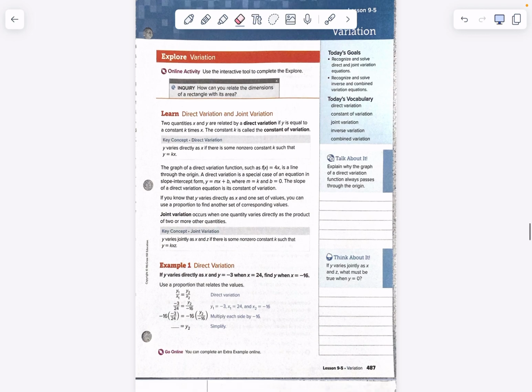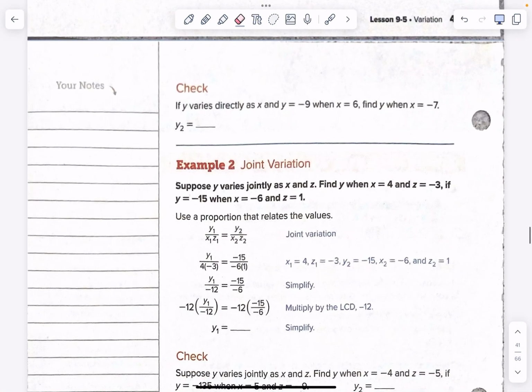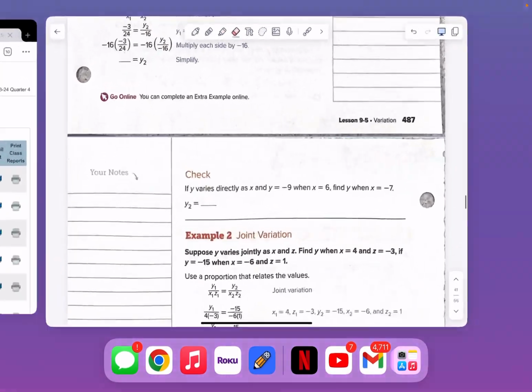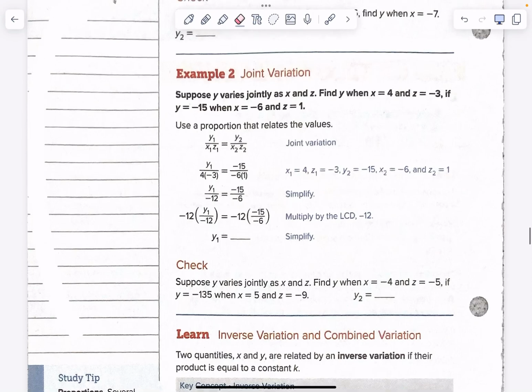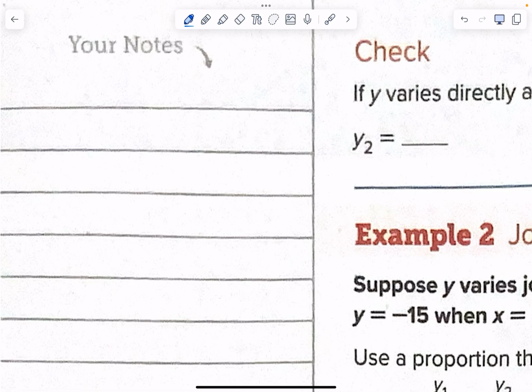Go to the second page just because you have a lot of room to write. So I'm going to put, where it says your notes on the second page, I'm going to write down all of the information that you need in this little bubble right here. Okay? Can you follow me? There are 4 different types of variation.